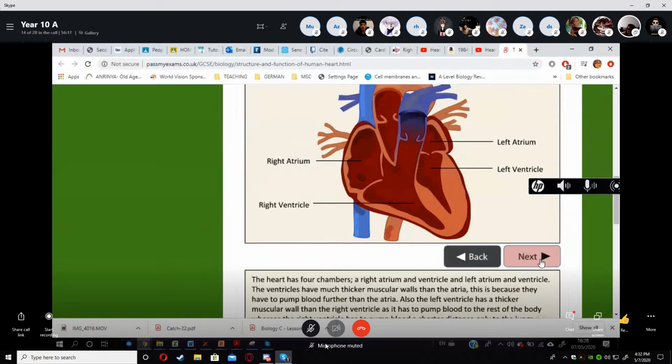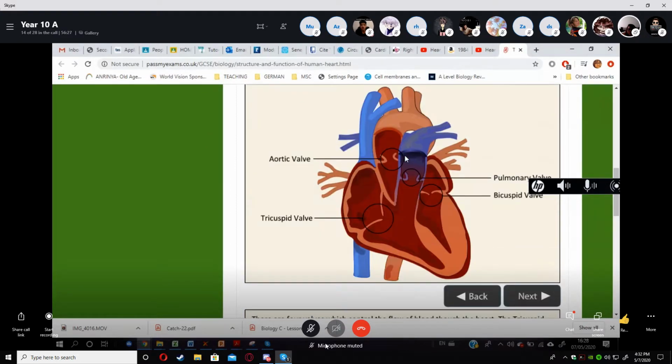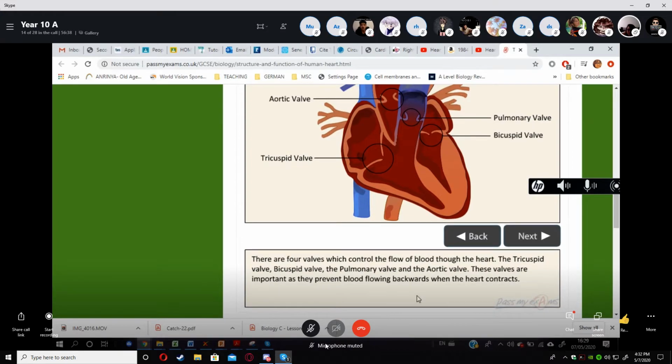We know all of this. Now, these are the valves. Look at the valves carefully. Bicuspid, tricuspid, pulmonary, and aortic. Just because this is here does not mean you have to see which artery they have pointed out. If this is the pulmonary artery, this will be the pulmonary valve, right? Okay.